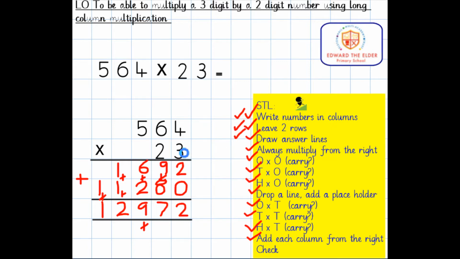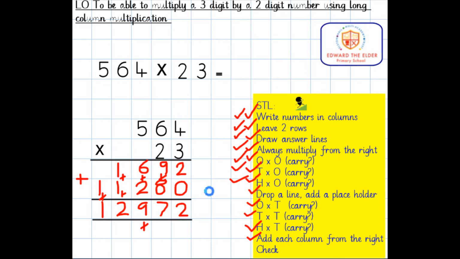I started multiplying from the right. Ones multiplied by the ones: 4 multiplied by 3 is 12. Tens by the ones: 6 by 3 is 18, add that carry over, 19. Hundreds multiplied by the ones: 5 times 3 is 15, add that 1, gave me 16.